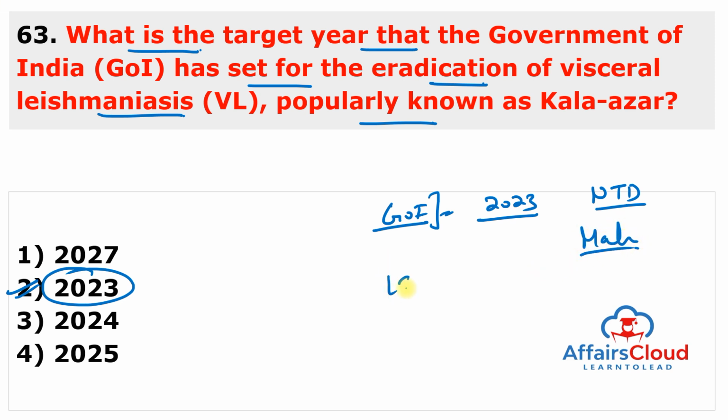And the written reply in the Lok Sabha by the Minister of State for Health and Family Welfare, Dr. Bharti Pravin Pawar, mentioned that 625 blocks out of 633 Kala Azar endemic blocks have achieved the elimination target by the year 2021. Already they have achieved the elimination of Kala Azar, and only 7 or 8 blocks are left, so they will achieve this target by the year 2023.